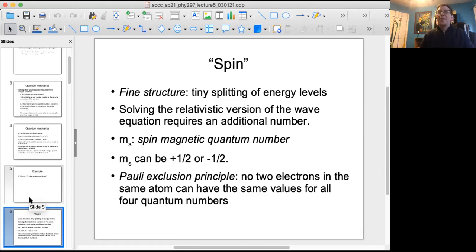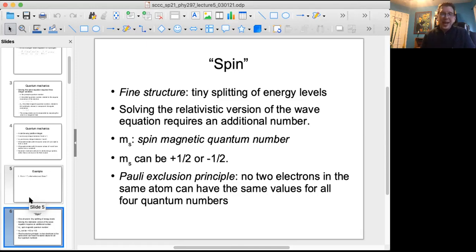That's graduate level physics. But in order to solve the relativistic version of the wave equation, you need an additional quantum number. So that's M sub s, which is the spin magnetic quantum number. Unlike the other quantum numbers, which are integers, M sub s is a half integer. It's either +1/2 or -1/2.